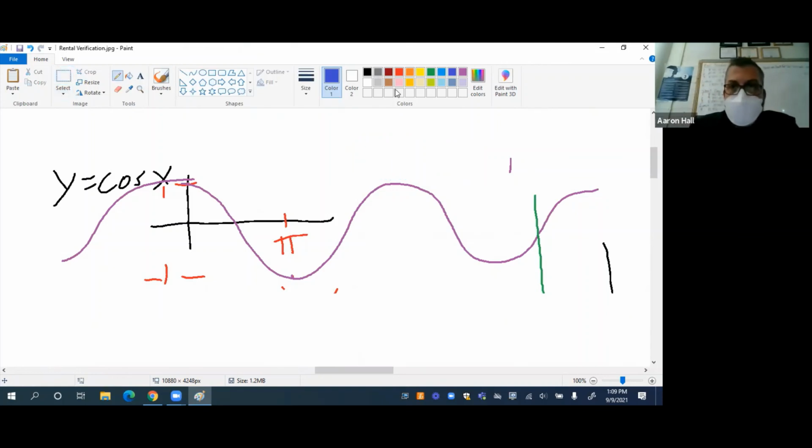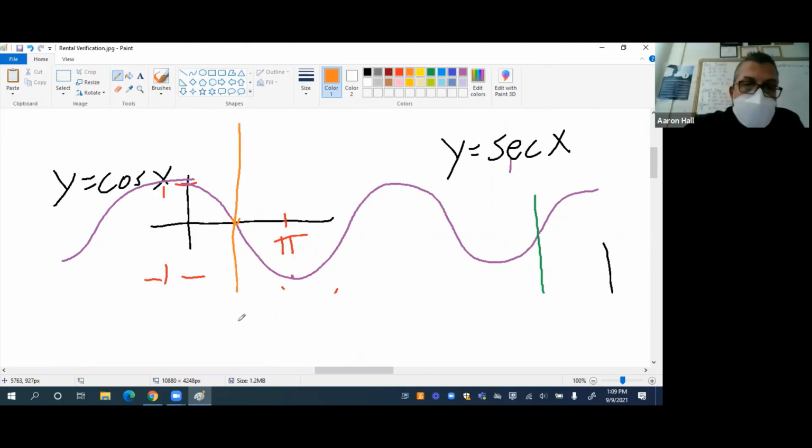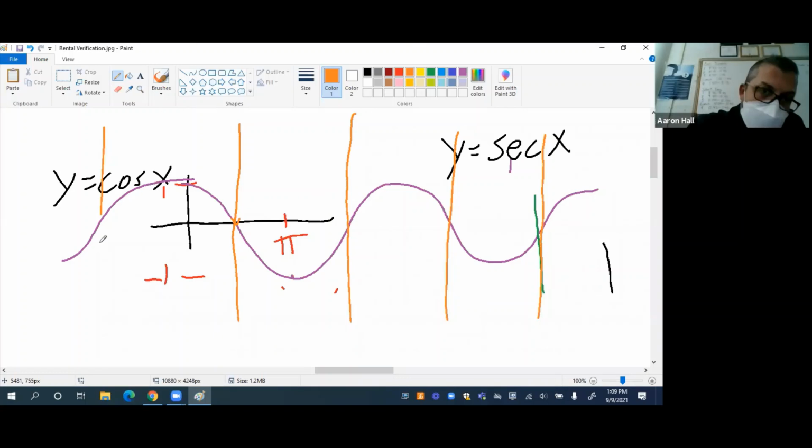What function am I going to graph now? Secant. Yeah, secant. So knowing what we know about cosecant, how do we graph secant? At every place where cosine reaches 0 on the x-axis, there is a vertical asymptote. Nice. We have a vertical asymptote there. We have a vertical asymptote here. We have a vertical asymptote here. We have a vertical asymptote here. We have a vertical asymptote here.